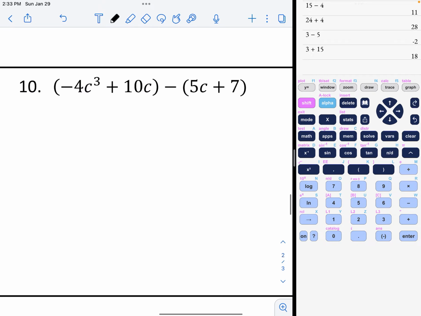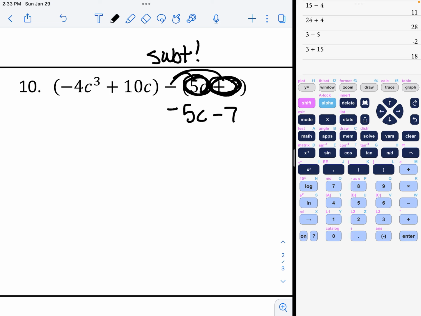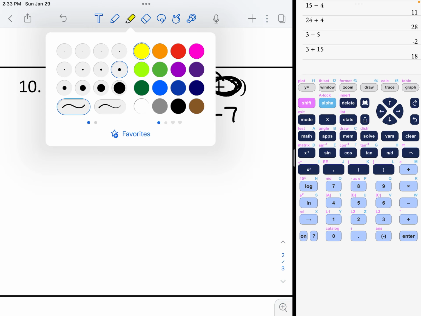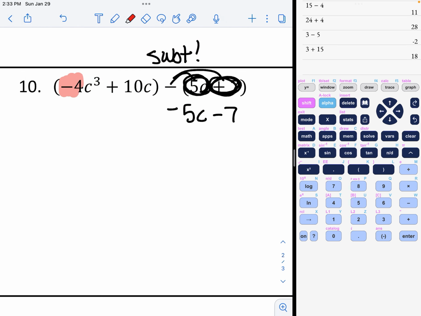All right. Ooh, this one is a subtraction. Don't let it sneak you. Remember, with subtraction, we have to distribute it in to have a minus 5c and a minus 7. So it changes this and it changes this. So my biggest term with my biggest degree is my negative 4c to the third. It's the only one of its kind.